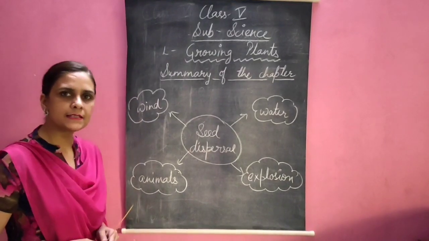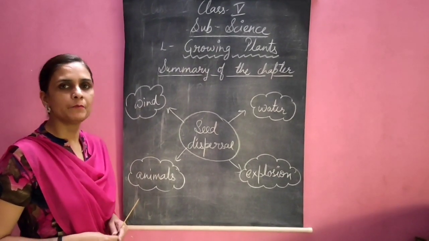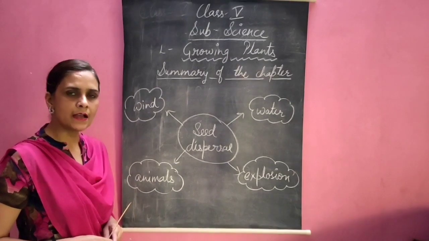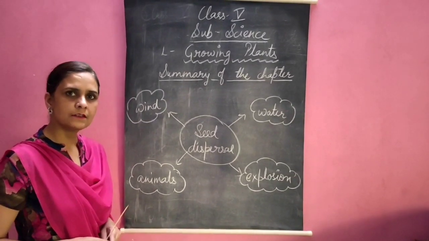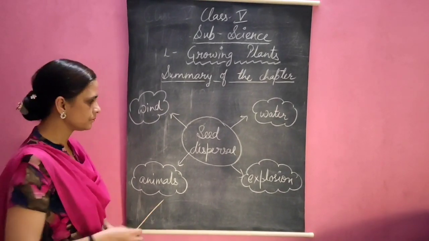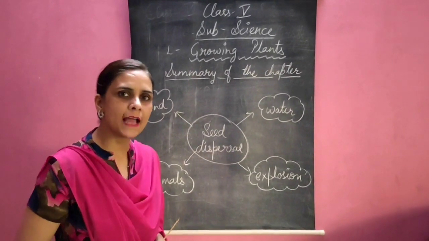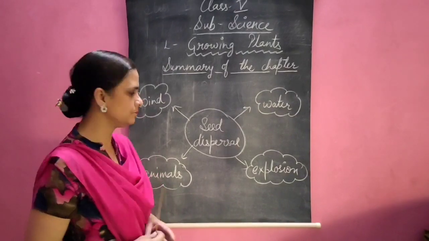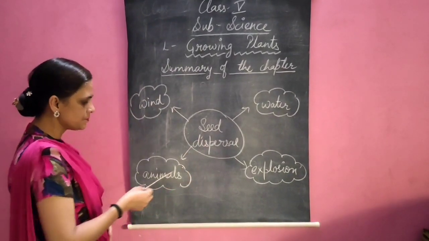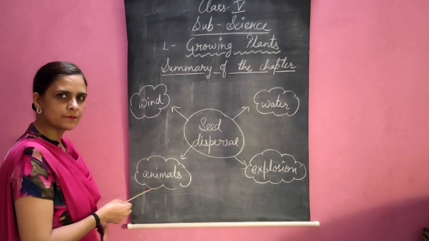Wind. It means when the seeds are scattered because of the wind. Examples are maple seeds, drumsticks, etc. Dispersion of seeds with the help of water. The best example we can have is a coconut plant. Seeds dispersed because of animals.